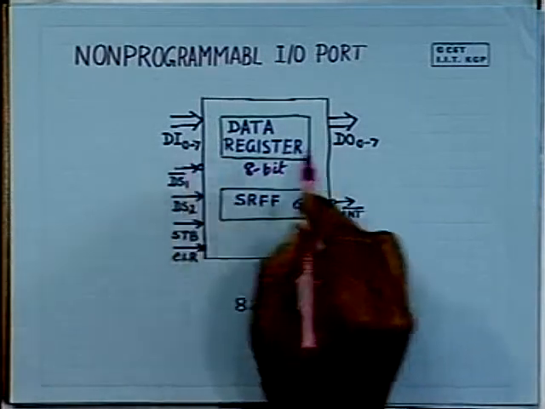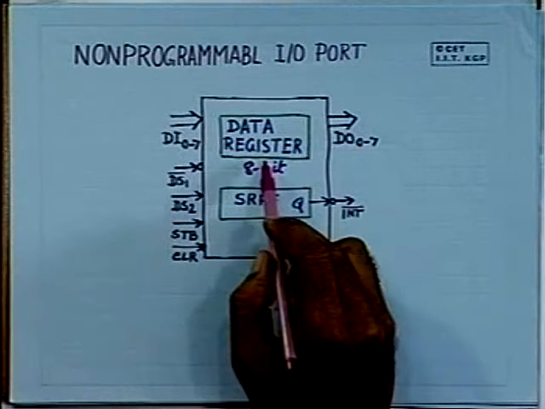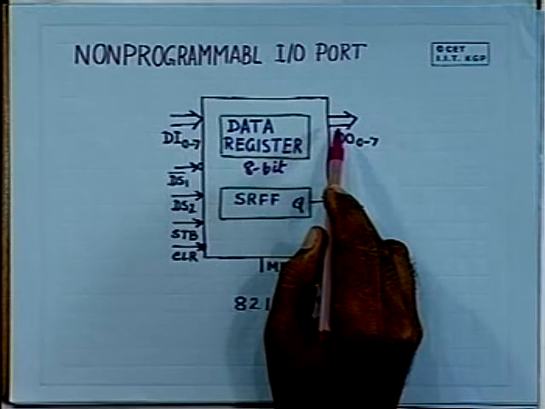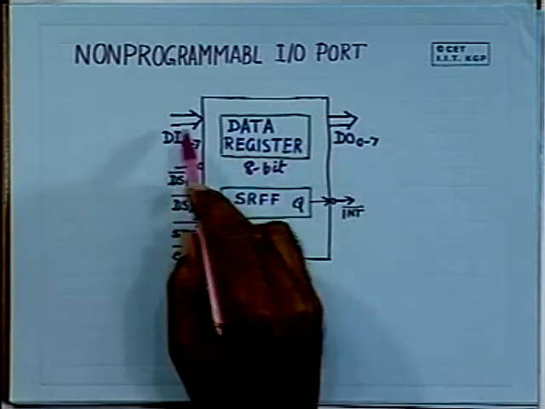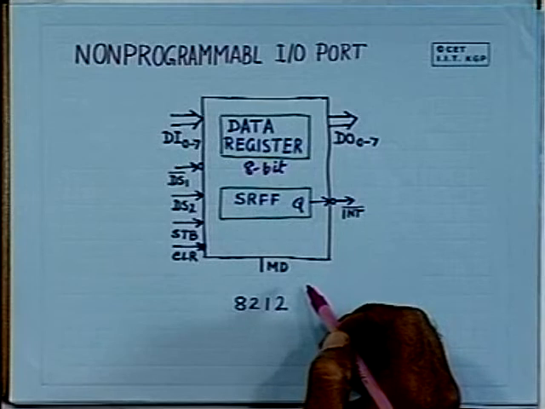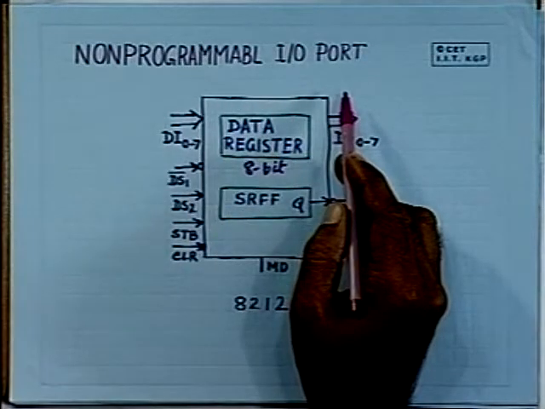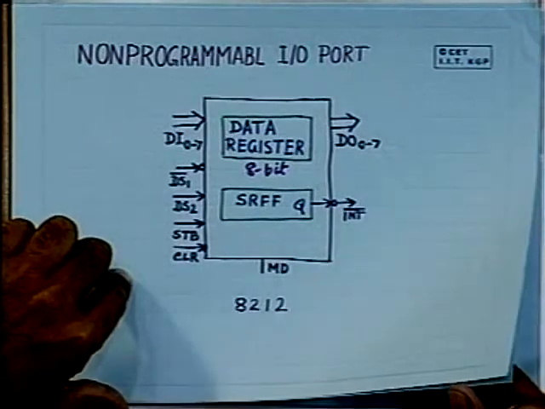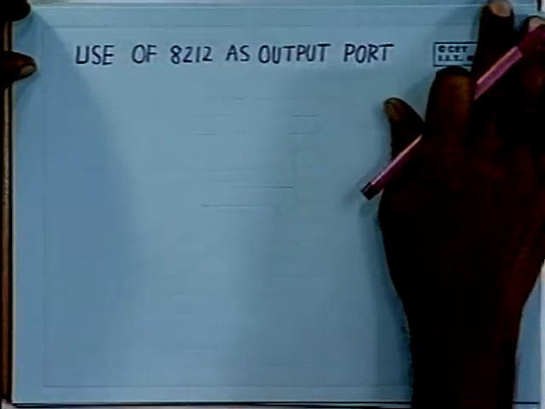And from the schematic diagram it is clear that this device can act as a single port device, either input or output, and we shall see how it can be configured. The non-programmable I/O port devices can be configured by hardware means. The way it will work can be programmed not by software, but it can be configured by hardware. Let us see how it can be done in this particular case. Let us start with the use of 8212 as output port.